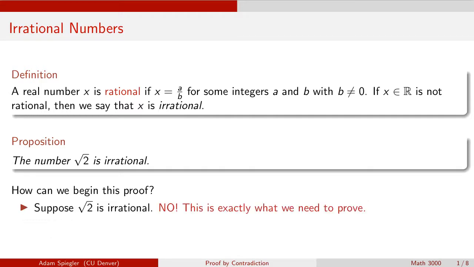Maybe we can say, let's suppose that the square root of 2 is irrational. But we can't begin our proof by supposing the thing that we're trying to prove. So where do we get started? The only given information we have here is that we're considering square root of 2. So it's not clear how to do this directly. So let's investigate a new proof technique called proof by contradiction.